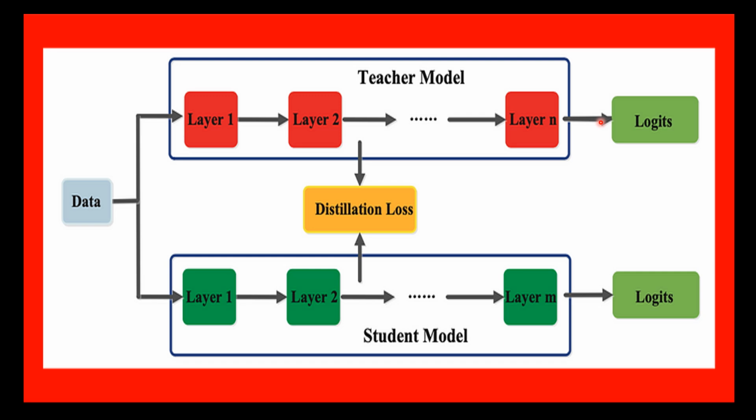So to summarize this, we can say that knowledge distillation is a way to transfer the knowledge of a large complex model to a smaller, simpler model. It involves training the smaller model to mimic the behavior of the larger model without necessarily replicating the internal structure of the larger model. And the goal is to create a smaller, more efficient model that can make similar predictions as the larger model while using fewer resources.